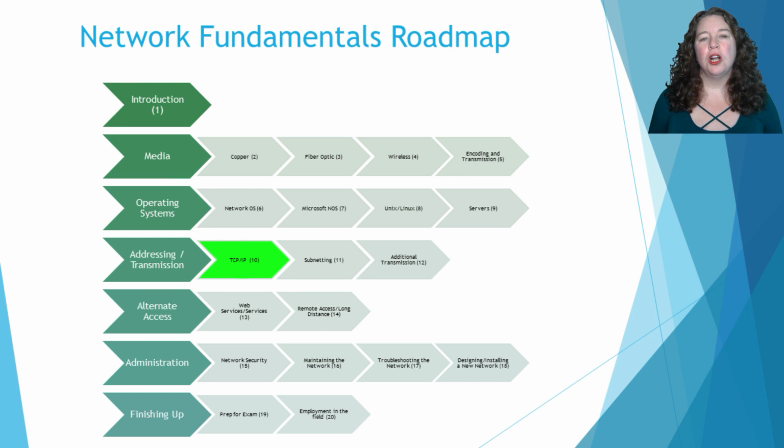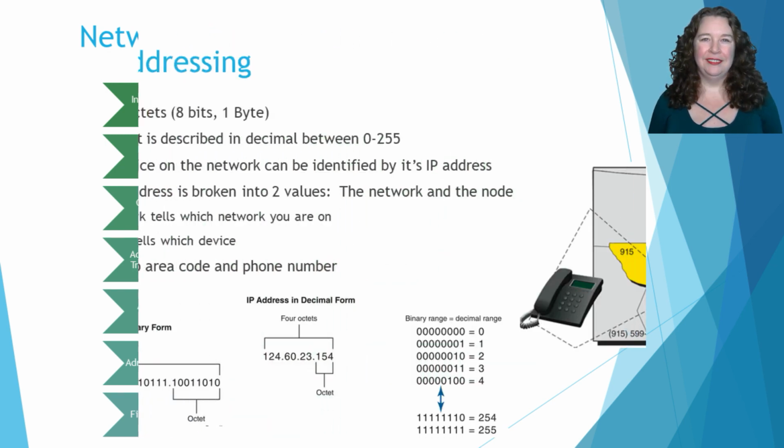We've finished our media and operating systems chapters, and now we're starting to work in addressing and transmission. How is data actually getting across the internet? How are we keeping track of the different protocols that are involved? I've included 3 different chapters in the addressing and transmission section. So we're going to start that today with our TCP/IP. We're then going to move into subnetting with Chapter 11 and additional transmission information with Chapter 12.